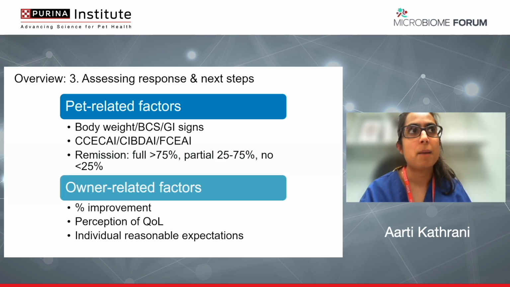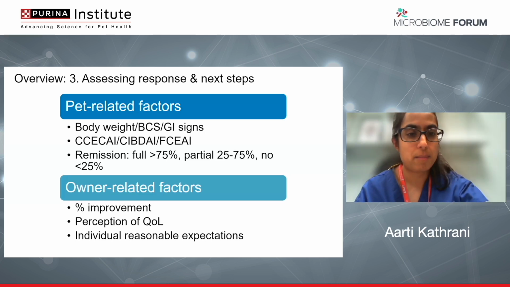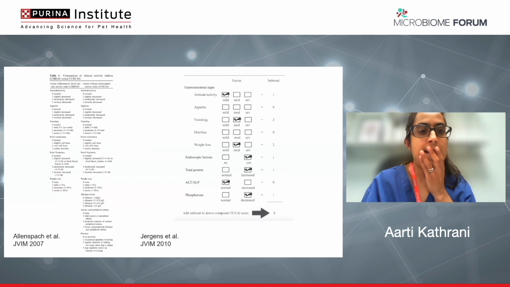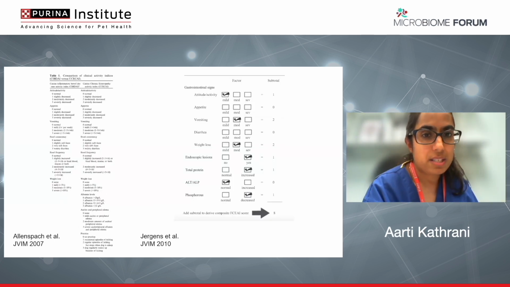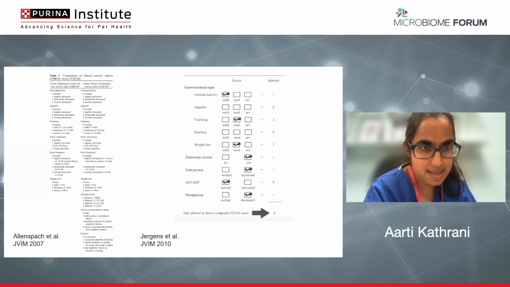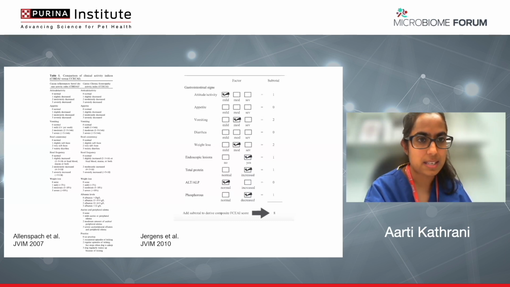And you can get online questionnaires and surveys for quality of life. So these are the clinical disease activity indices. If you've not seen them before, we have two for dogs. It's CIBDAI and CCEAI, and we score each variable out of 3, so mild, moderate, and severe, looking at the different gastrointestinal signs.